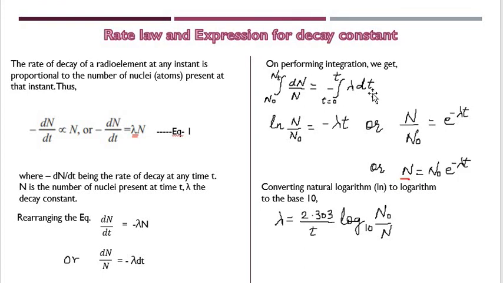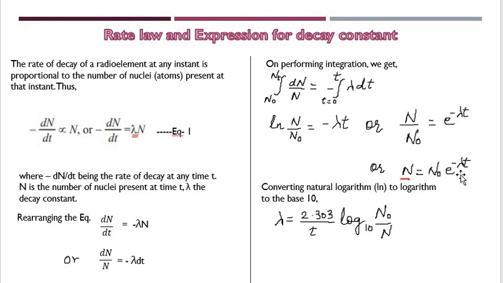After integration, I will get ln N upon N naught, or Nt upon N naught, equal to minus lambda t, or N upon N naught is equal to e raised to power minus lambda t. On rearranging this equation, N is equal to N naught e raised to power minus lambda t.